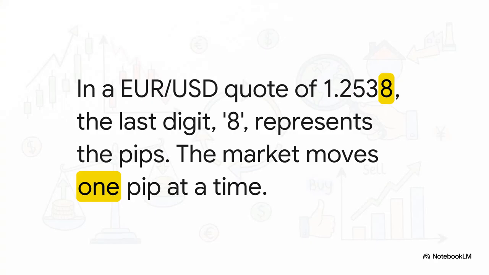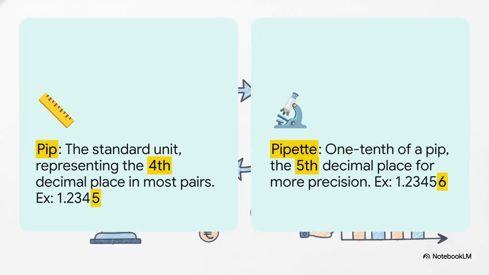So, where do you find it? Well, in a quote like 1.2538, it's that last digit, the 8. Every single time that number ticks up or down, the market is moving, one pip at a time. You could almost say it's the heartbeat of the market. Now, for even more precision, some brokers introduce what they call pipettes. Just think of it as a fraction of a pip. It's 1/10 of the value, and it takes the quote out to the fifth decimal place. So the pip is your standard unit, while the pipette offers a much more microscopic view of price changes.